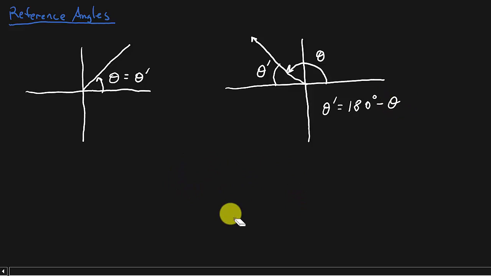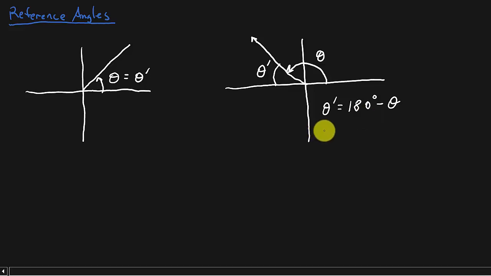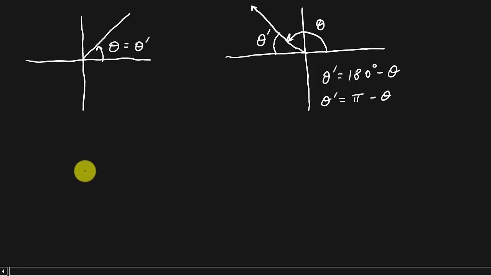And that's how you would calculate that reference angle. Okay? Now, this is in degrees. What would it look like if I was in radians? Well, my reference angle in radians would be what? Pi minus theta. Pi is pi radians, that's 180 degrees. One's just in radians, the other one's in degrees. Okay? All right. Now, let's look at the third quadrant.